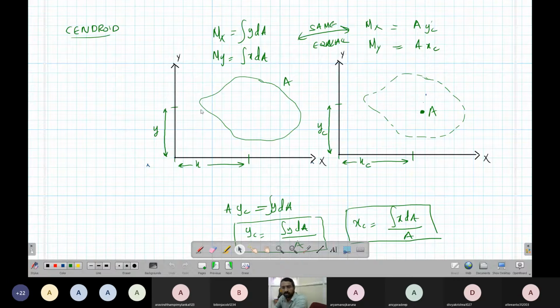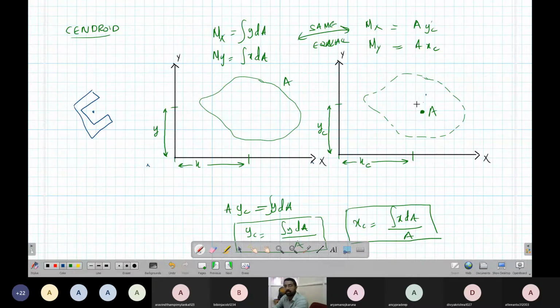Now, what is the meaning of centroid? The centroid is a point in the body, or it can be outside the body also. The centroid need not be inside the body. There is a point somewhere in the plane. The idea of that point is that the entire area can be assumed to be concentrated at that point.